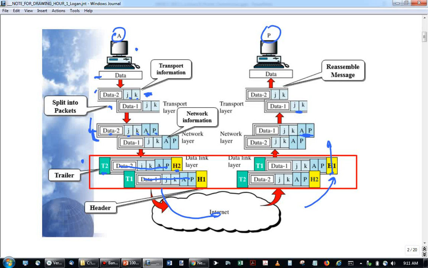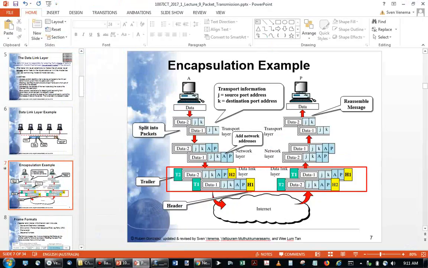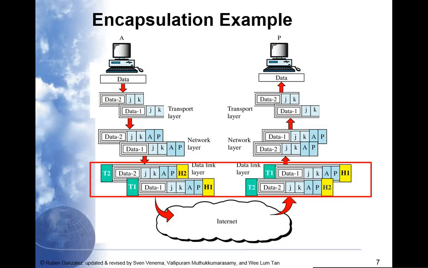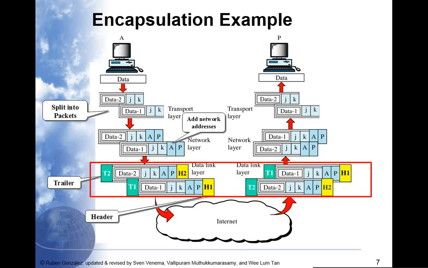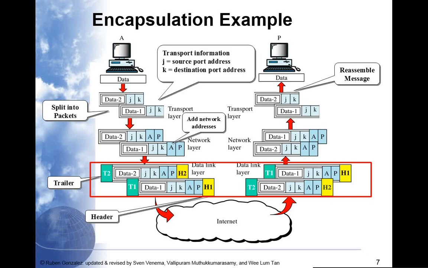Okay, so that's showing an encapsulation example. I would just refer to it as packing it and unpacking it, basically. It's probably the easiest way to think of it. So the thing is split into packets. We add a network address. We add a trailer and a header. Reassemble the message on the other end. There's a whole lot of work that goes into this.